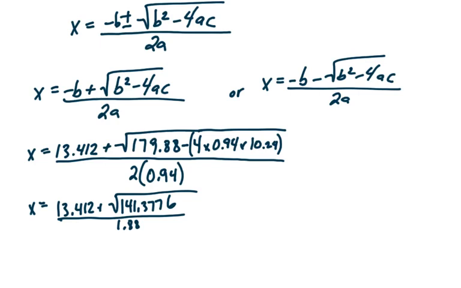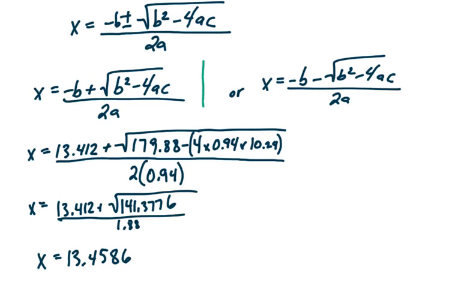Simplify it some more. 13.412 plus the square root of 141.3776, and then we're going to divide by 1.88. And in my calculator, I get x is equal to 13.4586. Okay, that's one possibility.